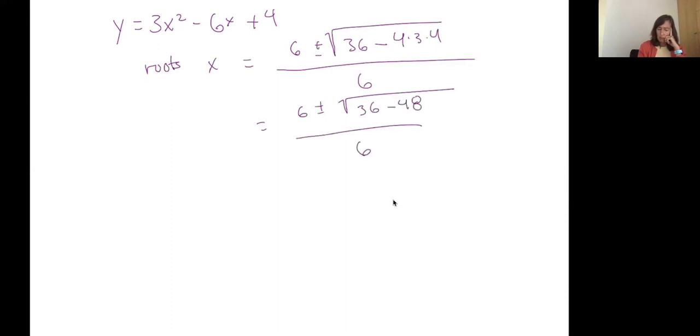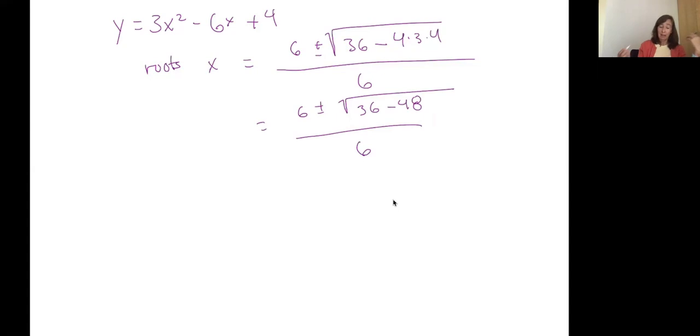Oh, dang, what's going on here? This is looking bad. I've got a -12. 36 minus 48 is -12. There is no square root of -12. -12 is a negative number. There's no number you can square to get a negative number. Okay, so that seems terrible, or does it?